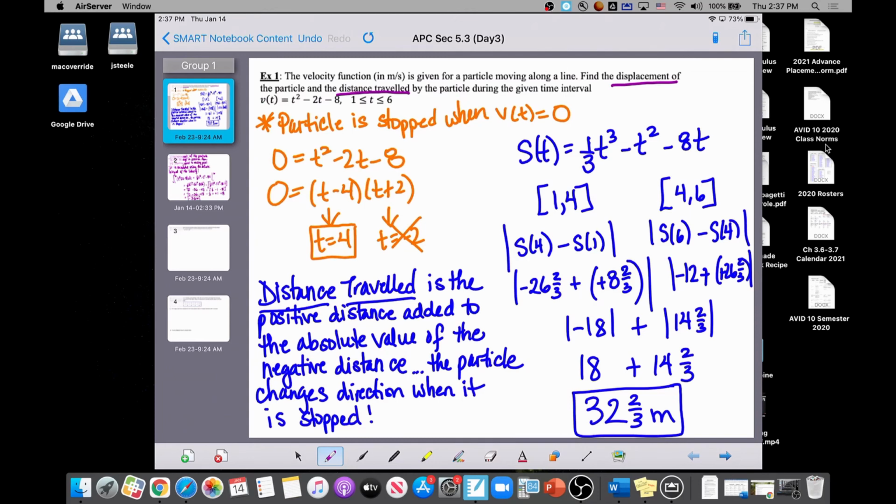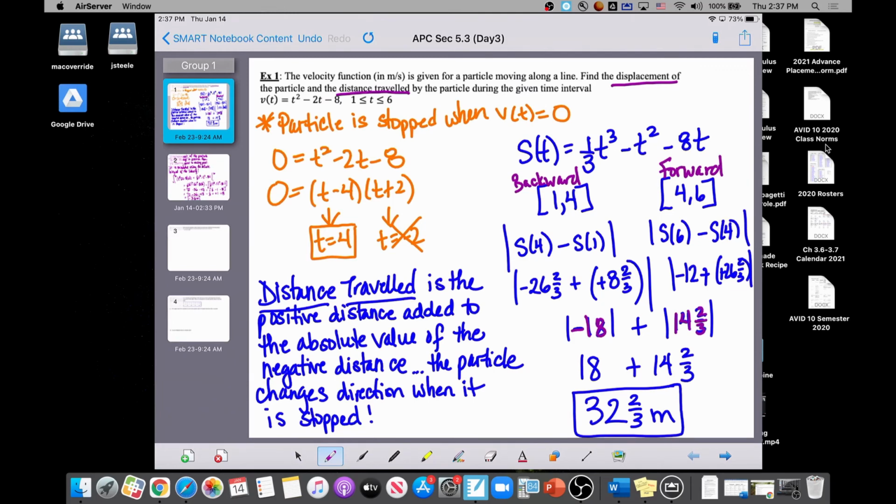But I did want to point out that we could also do our distance traveled using integrals. It's just that we need to know when the particle is moving forward and when the particle is moving backward so that we can take the opposite of the integral, right? So in this case, hopefully you can see that when the particle is moving from 1 to 4, because we ended up with a negative value in our absolute value bars, we know that this was backward movement right here. Right? And we know this because we ended up with this -18. And we know that from 4 to 6, our particle had to be moving in the forward direction because we had a positive 14 2/3 here.